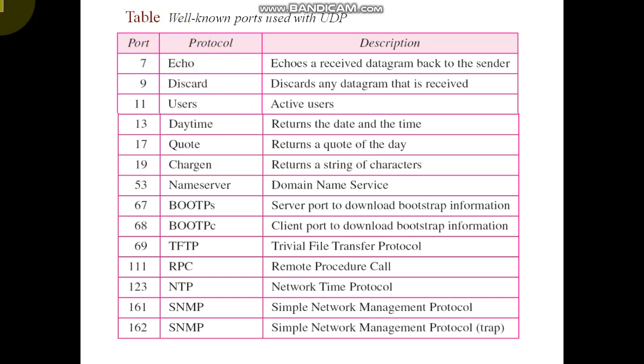These are some well-known ports used in UDP. Echo echoes a received datagram back to the sender. Discard discards any datagram that is received. Users shows active users. Daytime returns the date and time. Quote returns the quote of the day. Chargen returns a string of characters. Nameserver is the domain name server. Bootps is also listed. These are the ports that are used when we use UDP with IP.